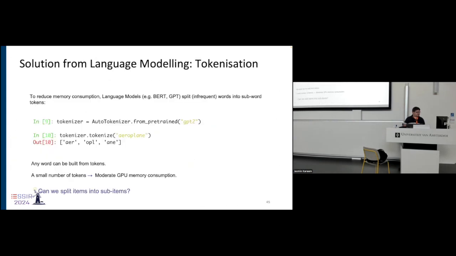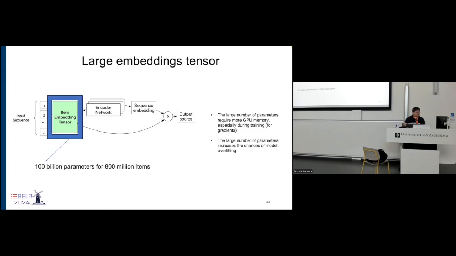But for the interest of time, I just tell you that there is this problem of large embedding tensor. If you think of a recommender system, let's say YouTube or Amazon, these companies have millions of items or even hundreds of millions of items. And if you want to optimize a model like I described before, like SASRec or even matrix factorization, your item embedding tensor becomes huge. And this is a major challenge of adopting these models in production.